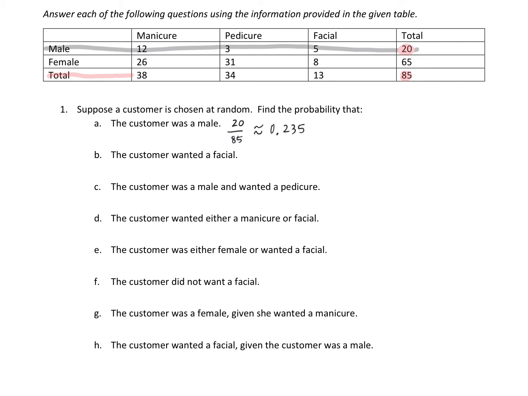Okay, part B, find the probability that the customer wanted a facial. So let me go erase what I did up here already. Okay, so a facial, 13 people wanted a facial. So facials, 13 out of the total 85 customers. So again, you can just divide 13 divided by 85 and you get 0.153.